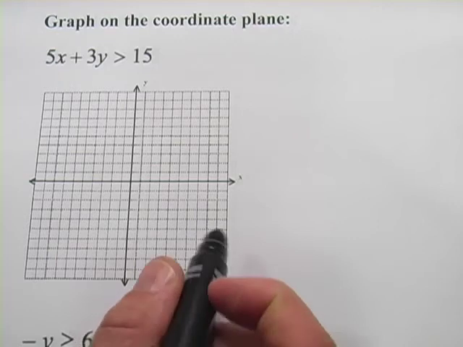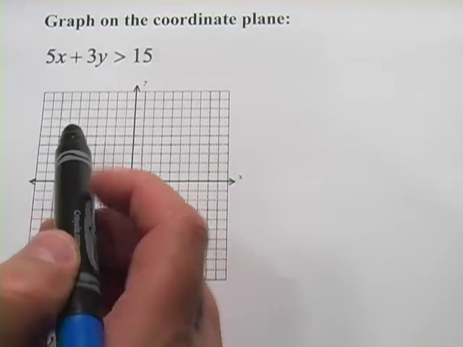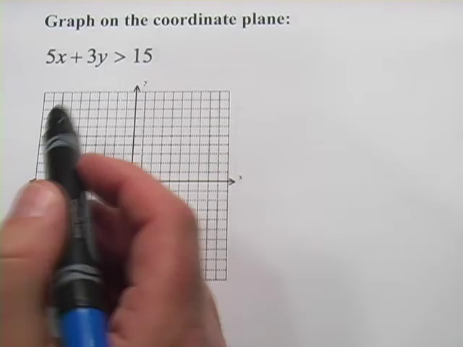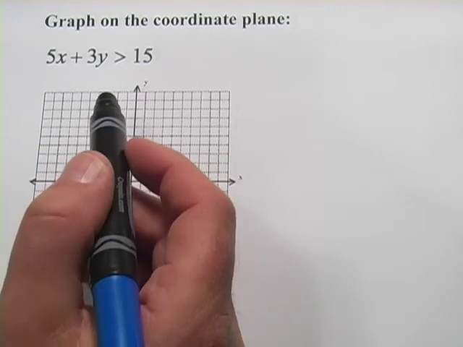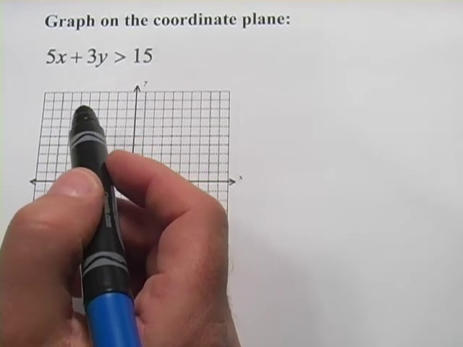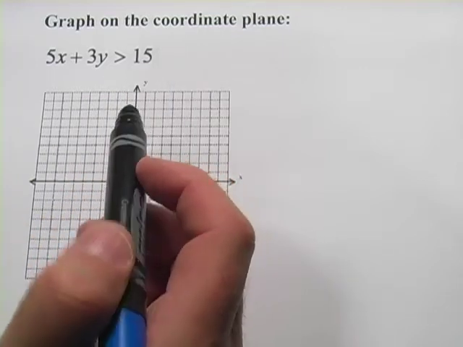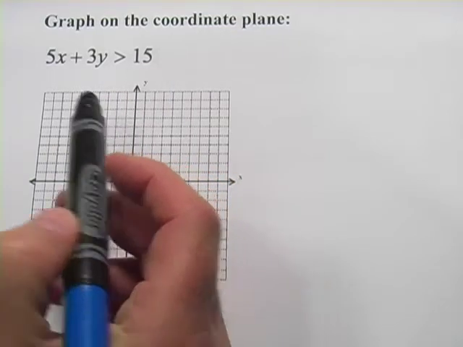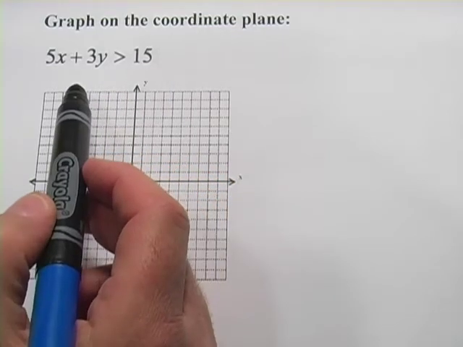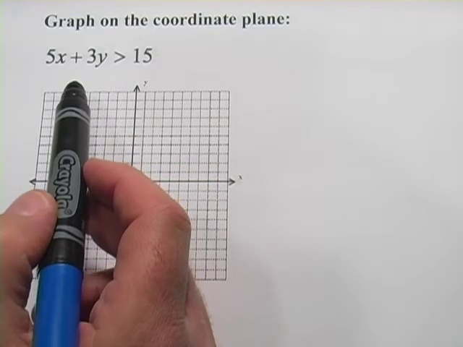In these problems, we have inequalities with two variables. These are actually linear inequalities because they take the form of the equation for a line. And then we want to graph them on the coordinate plane. The first step with this is to put this into slope-intercept form.